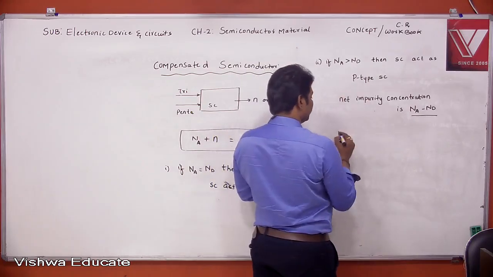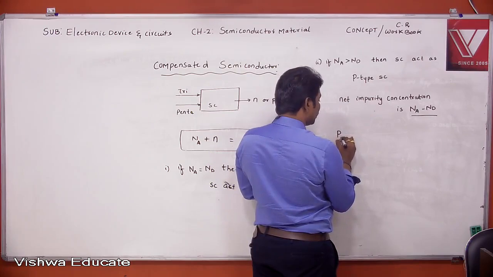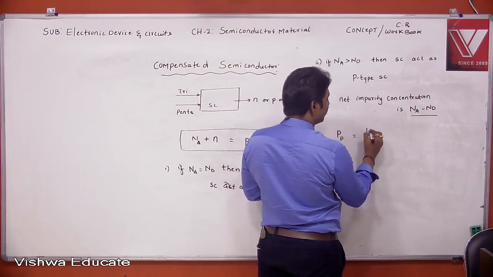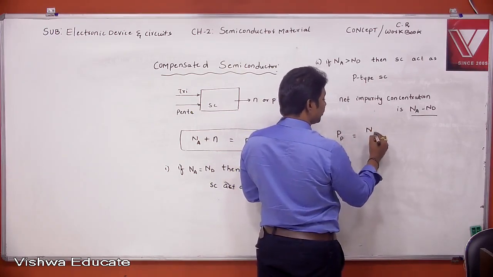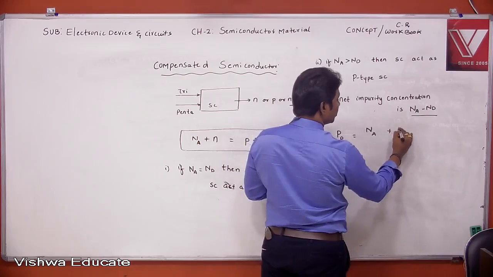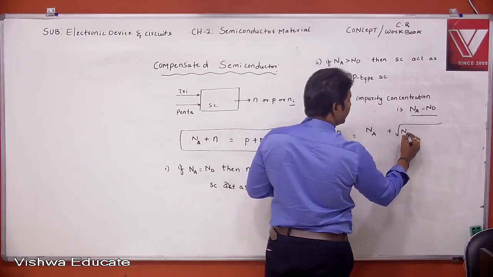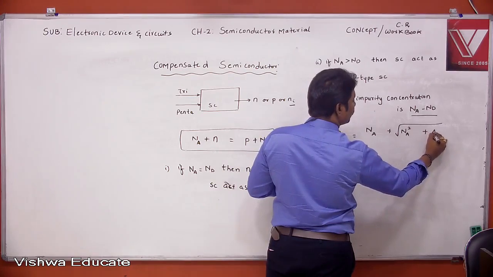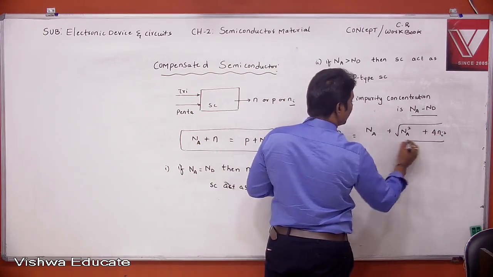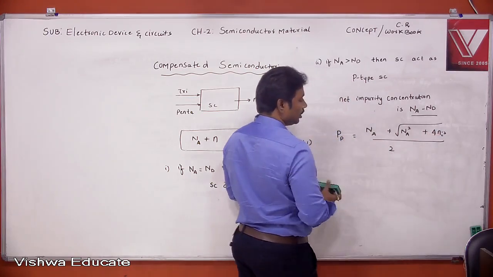Already we derived. Tell me, if the semiconductor is doped with only acceptor, then what is the hole concentration equation actually? Na plus under root Na square plus 4 Ni square by 2. Already we derived this equation, right?